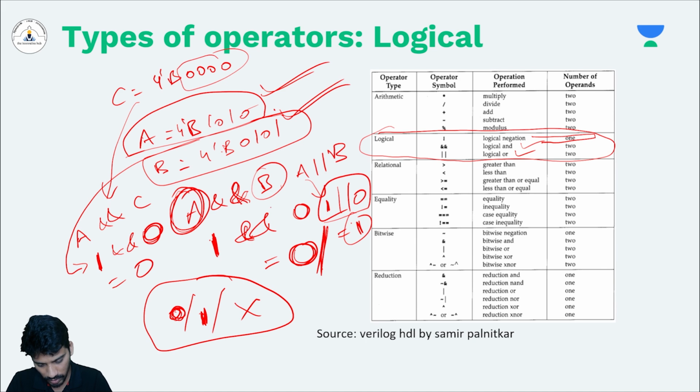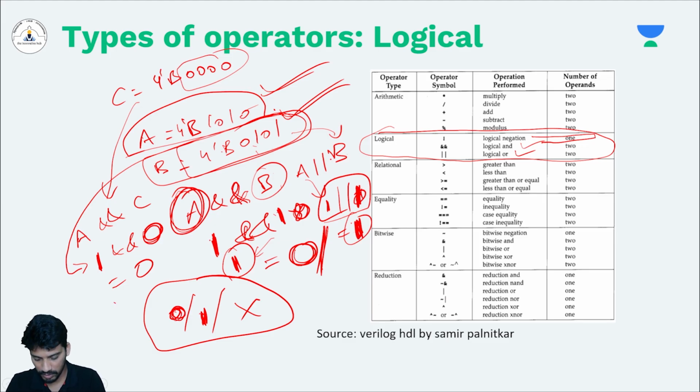So here I made a mistake actually. My B is 1, right, because it is a number. So 1 and 1 will be 1, not 0, right. Here also my B is a 4-bit value which is not equal to 1. So 1 and 1 or 1 will be 1.